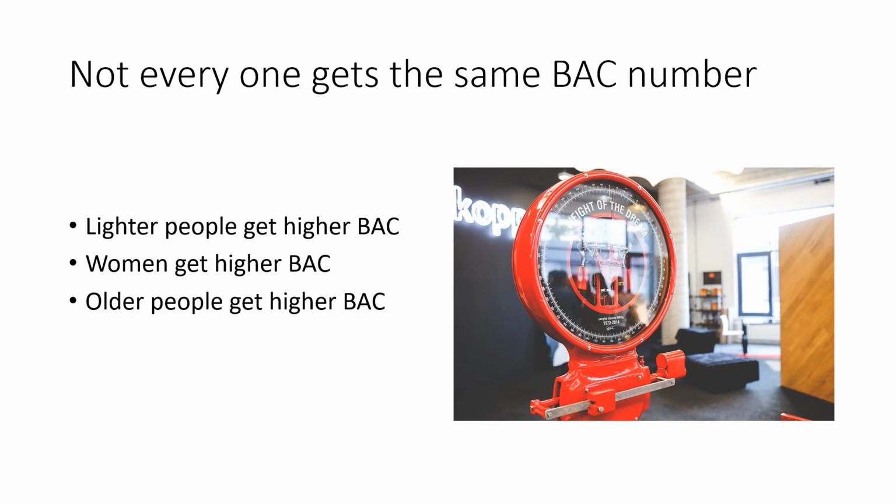Not everyone gets the same blood alcohol content number or blood alcohol level. Lighter people have less water in the body and therefore get a higher blood alcohol content. Women, in their ability to produce breast milk, have more fat cells and less water in their bodies, and therefore women who consume the same amount of alcohol as a man of exactly the same weight still get a higher blood alcohol content. And older people, because their livers may be compromised, not functioning as well, and so not removing it as quickly, also get a much higher blood alcohol content.